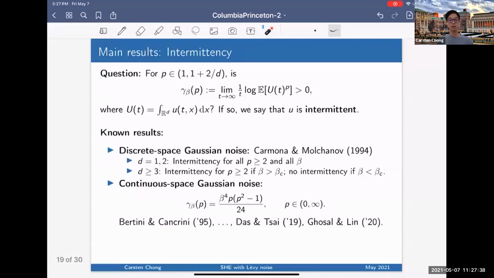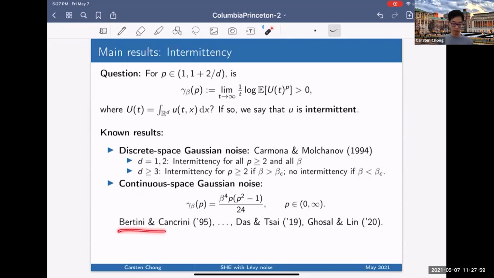In continuous space, really, space-time Gaussian white noise, you know everything that you want to know in dimension 1. Basically, you have an explicit formula for the moment-Lyapunov exponent. So there's a long story behind this identity here.